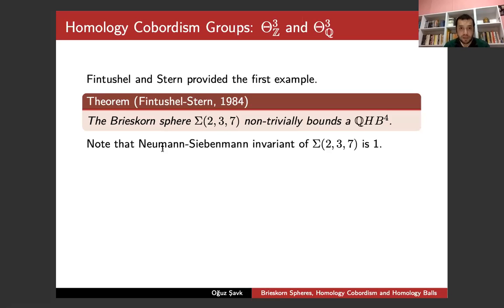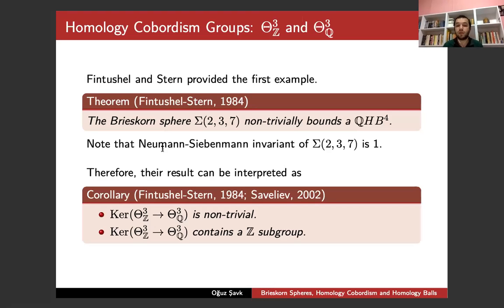The first example was obtained by Fintushel and Stern in 1984, and actually they showed that the Brieskorn sphere sigma(2,3,7) non-trivially bounds a rational ball. So their result can be interpreted as saying this natural map is not one-to-one. Furthermore, we can show that this kernel contains an infinite integer subgroup. Actually, we generate this subgroup by the Brieskorn sphere sigma(2,3,7).